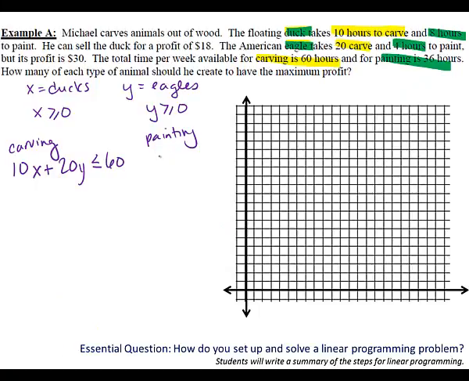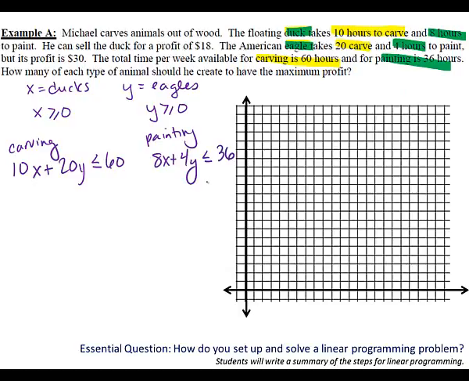So what's the duck? What are we going to write for the duck? 8x. 8x plus, what for the eagle? 4y. 4y less than or equal to what? 36.